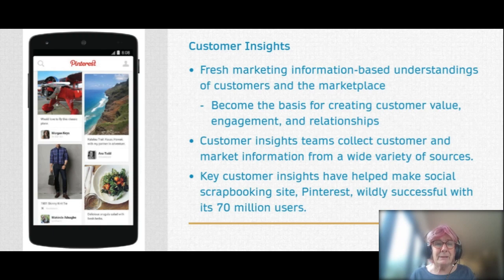So it's these customer insights that have really helped many businesses to succeed. And one example of that is Pinterest, the social scrapbooking site. That's become hugely successful. It has over 70 million users. And one of the reasons for that is that Pinterest knows a lot about us. It knows to suggest things that we are likely to be interested in because it has that access to big data from all of those different sources.